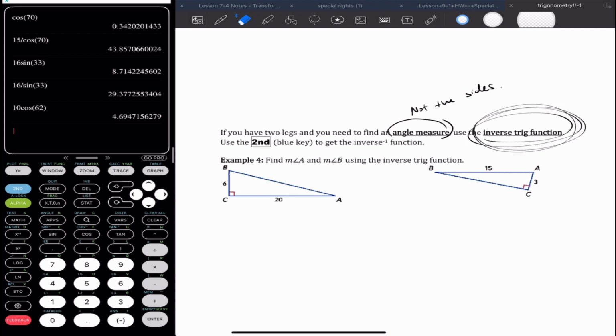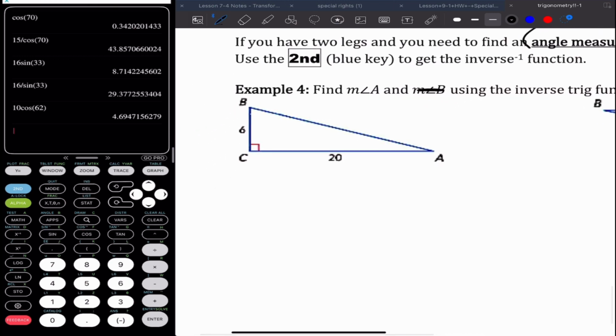Now, example, find the measure angle A and measure angle B using the inverse trig function. I'm not going to find both, but I'm just going to find measure angle A. I want to save some time, but get to the point. So, to find the measure angle A, not finding the sides, I just want to make sure we understand. I'm not finding the sides. I'm trying to figure out how big angle A is. So how big is the measure angle A? Question mark.